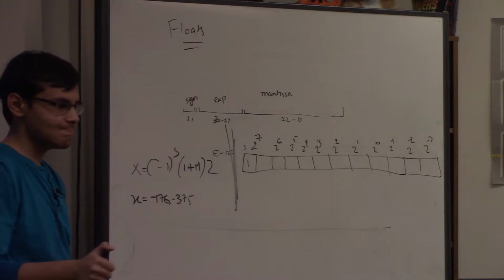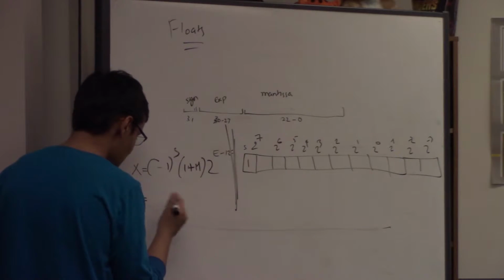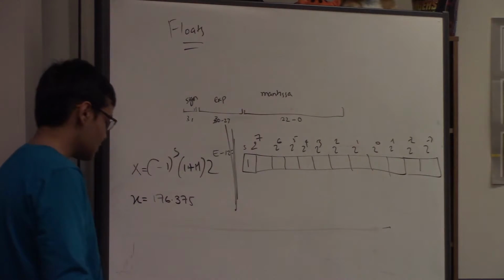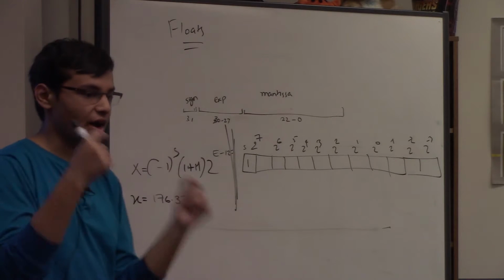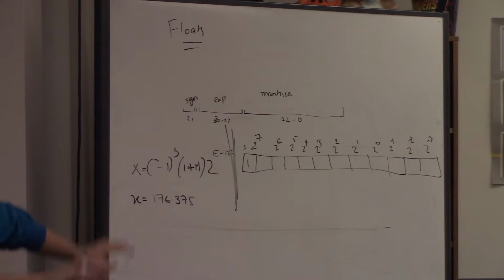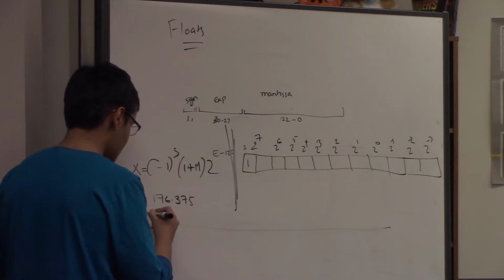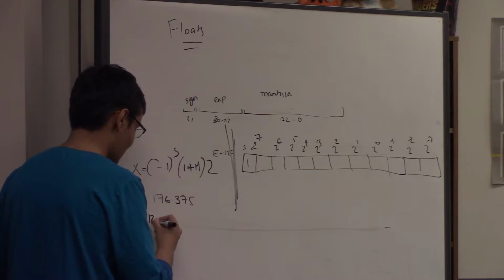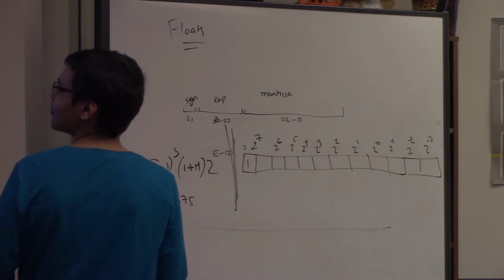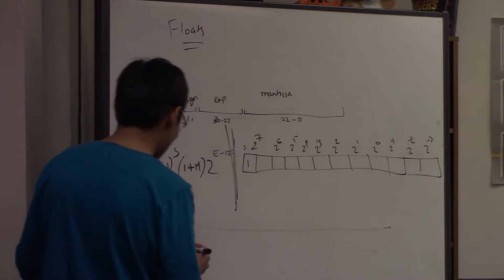Cool? Okay, so let's get rid of this for now. Now we're left with 176.375. After this, we just find the highest power of 2 that we can subtract from this number such that it remains positive, or well, non-negative. And that power is obviously 128. So x minus 128 is equal to, I'll just copy that from there. What is x minus 128?